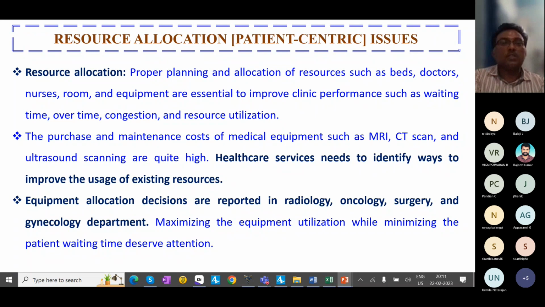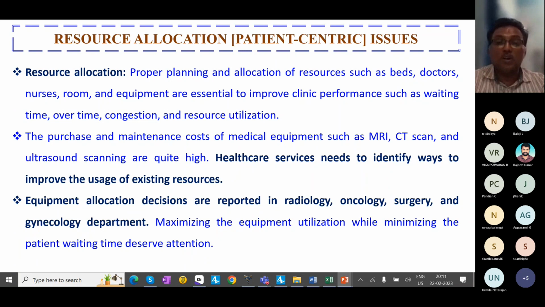So this resource allocation includes proper planning and allocation of resources, so that resources include medical equipment, beds, doctors, rooms, even operating rooms. So there are algorithms focusing on scheduling of operating rooms, allocation of beds and other resources, and equipment allocation decisions, especially for the highly expensive equipment associated with radiology, oncology, and surgery. So on these resources, you can do a lot of research.